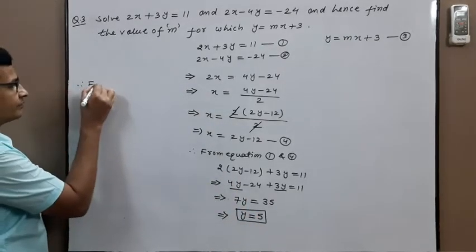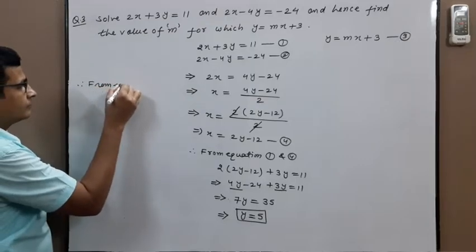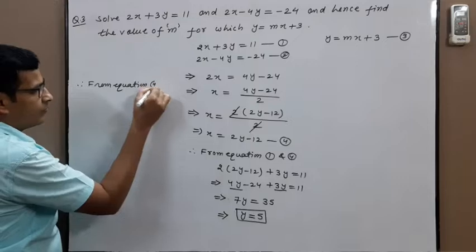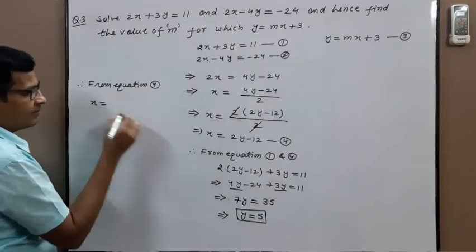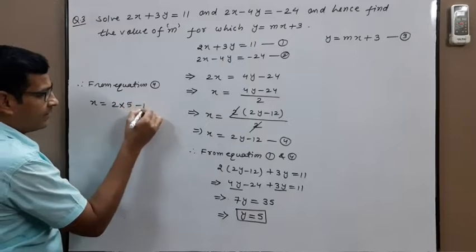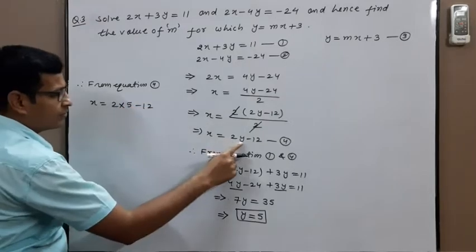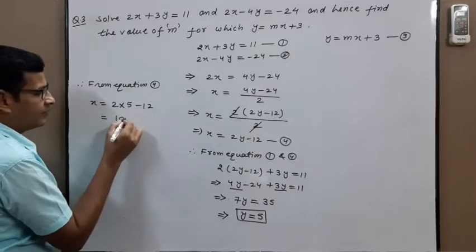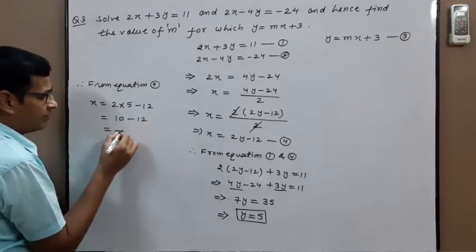Therefore from equation 4, x is equal to 2y minus 12. 2 into 5 minus 12. 5 twos are 10, minus 12 is equal to minus 2.